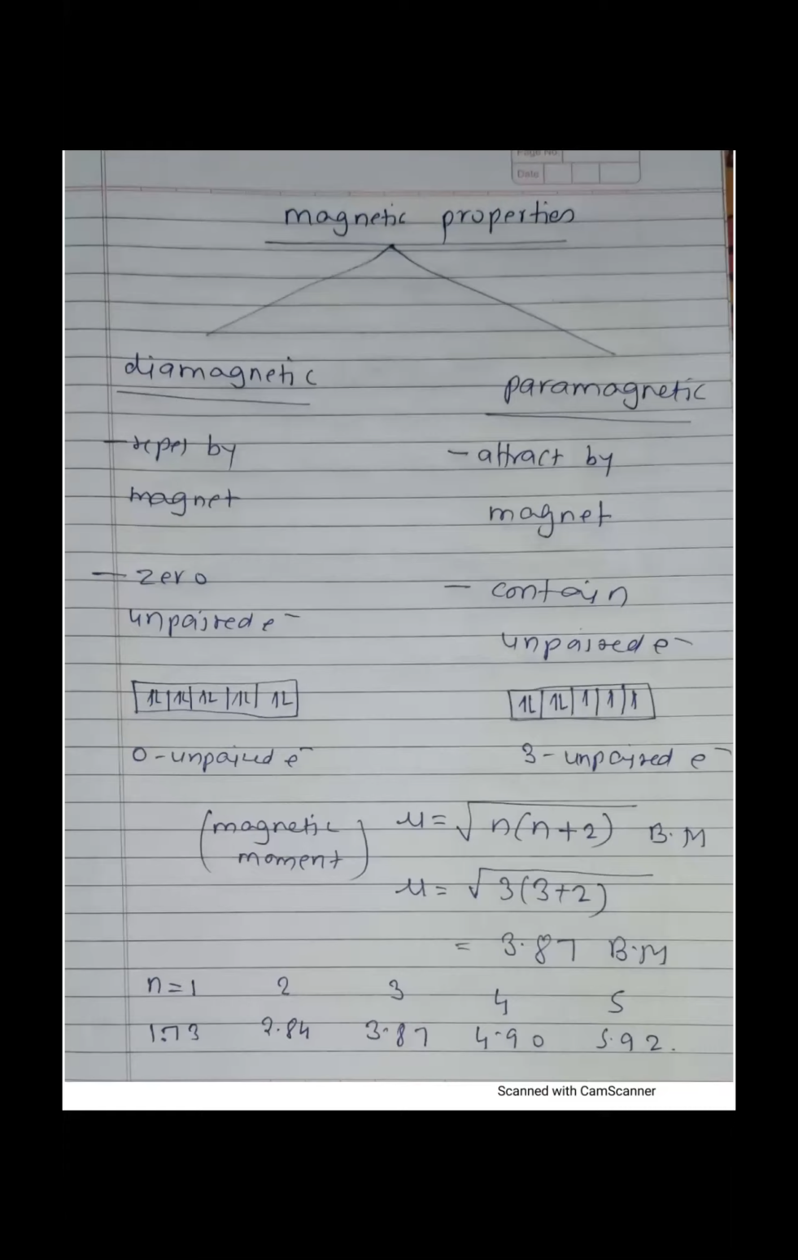In every competitive exam, whether it is JEE, NEET, AIIMS, JIPMER, any exam, questions have been asked on this topic, that is magnetic moment, and especially questions on d orbitals. Yes, n is the number of unpaired electrons.